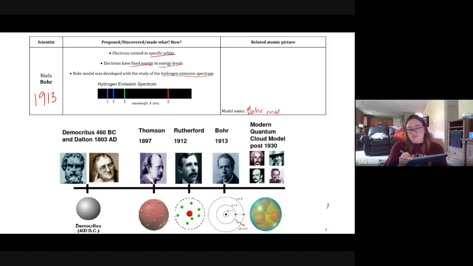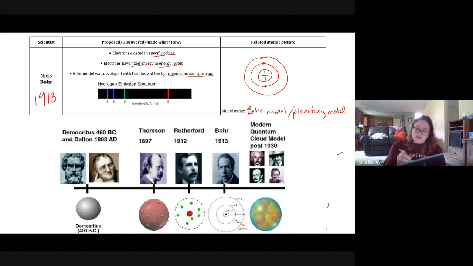This is one you're probably familiar with from middle school, because this is the one where the nucleus is being orbited by electrons, similarly to how planets orbit around the sun. Same basic idea. So we call that the planetary model because it looks like planets around the sun, basically. The planetary model is limited. That's not what atoms actually look like.